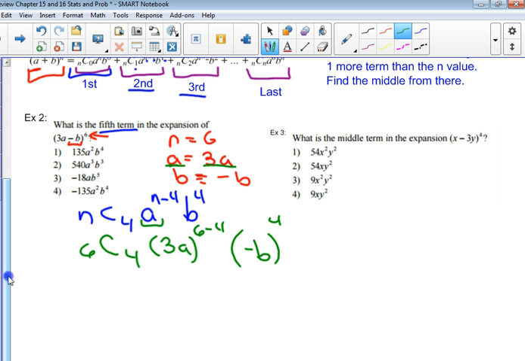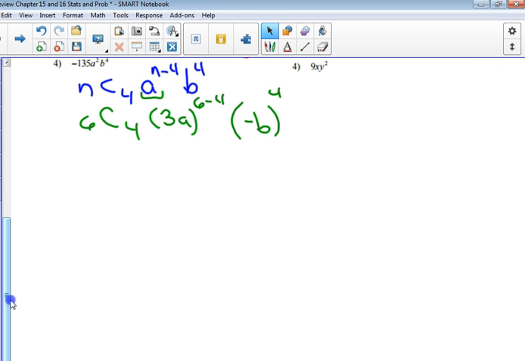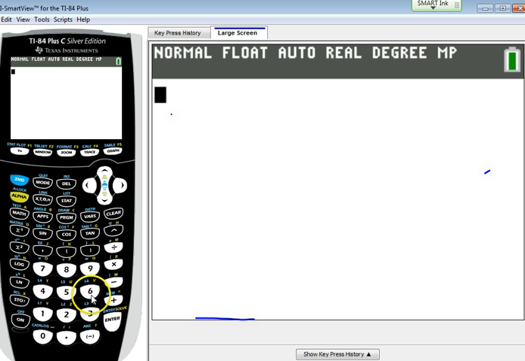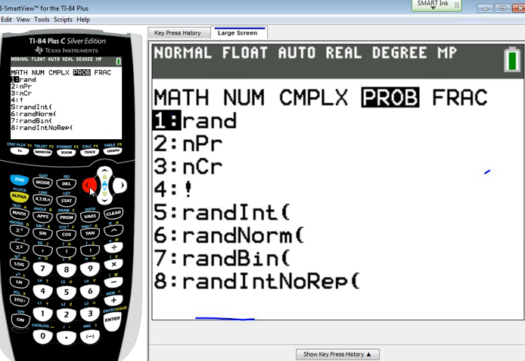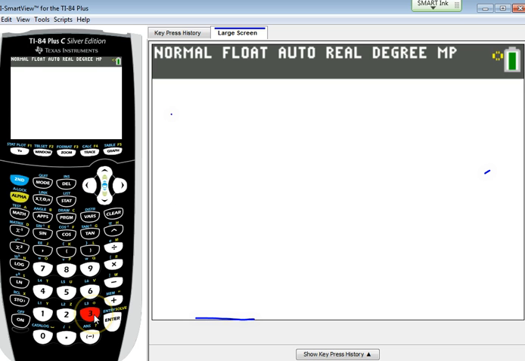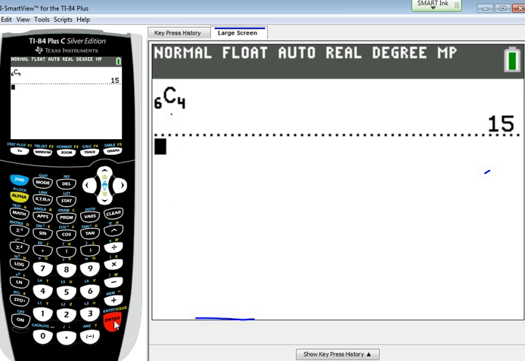You have a lot of stuff in here. We've got to be very careful with your math. We can't put this whole thing in at one time because we have A's and B's still in there. So what we want to do is figure out little parts of this. Does anybody know what 64 is? If you kind of forgot how to get there, we do the 6 first. You go to math, then go to CRB, and go to choice 3 where it says C, and then put your 4 in. And you get 15.